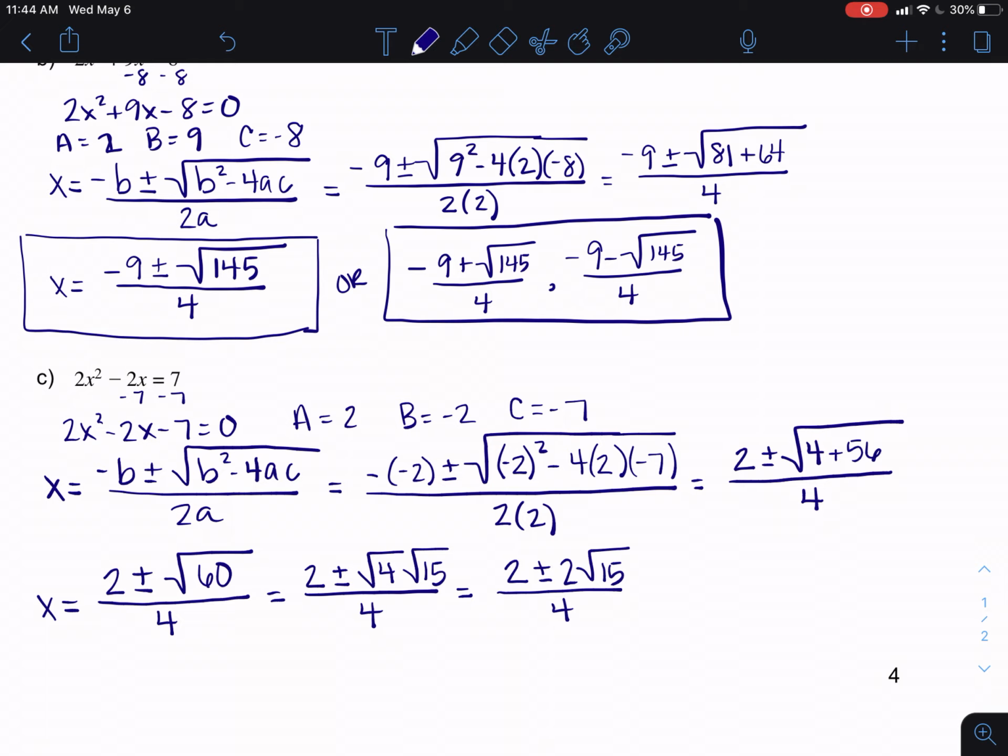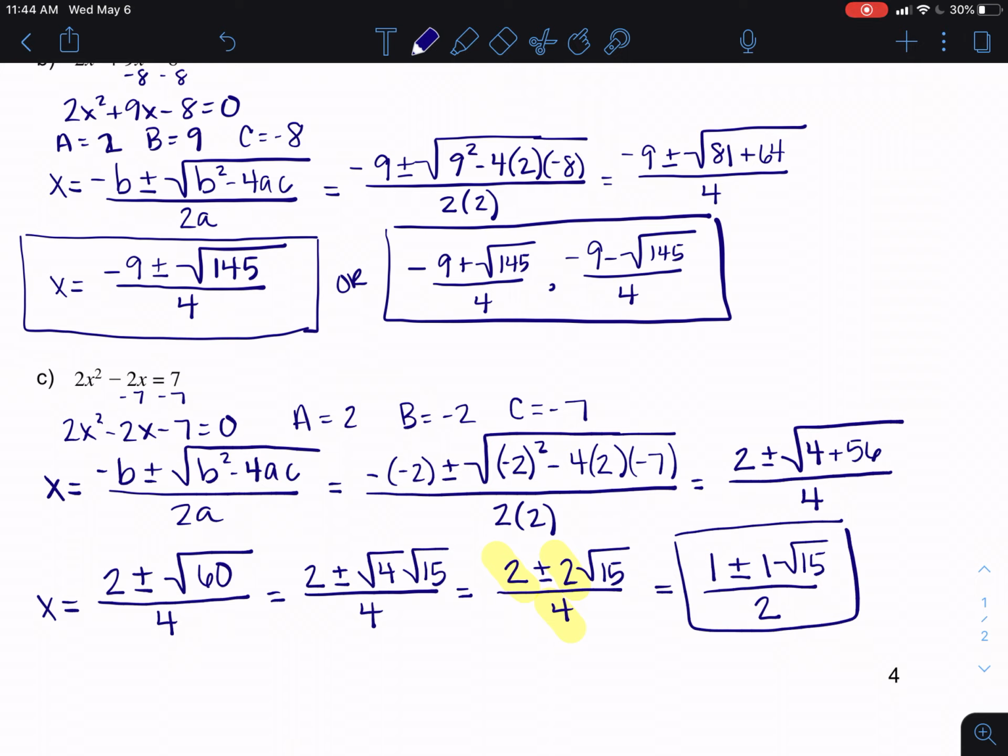So one thing we need to check for is looking to see, can we reduce? So we're always going to look at these three numbers on the outside. So 2, 2, and 4, they're all even. So we can divide them all by 2. So 2 divided by 2 is 1, plus or minus 2 divided by 2 is 1 again. The square root of 15 will stay the way it is. And 4 divided by 2 is 2. And that is your simplified answer.